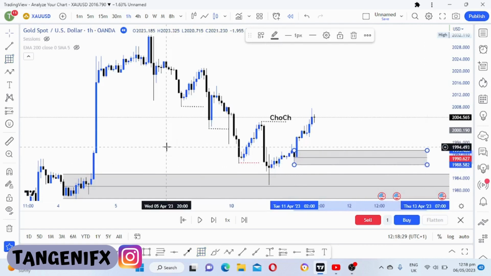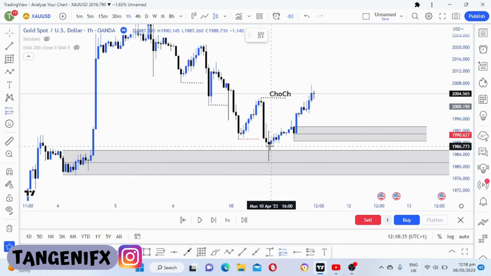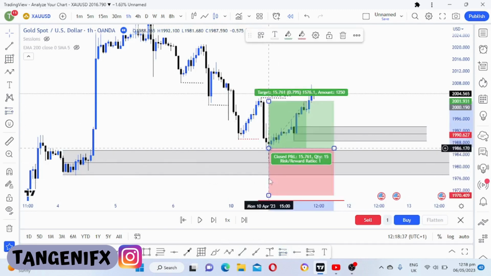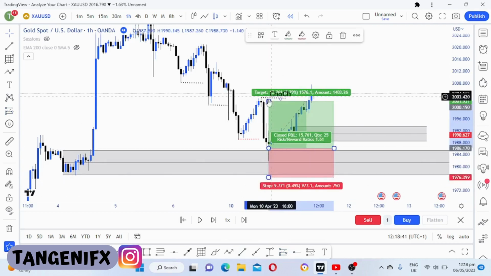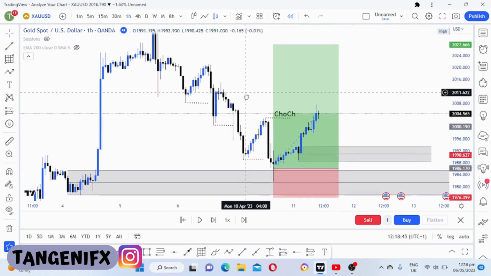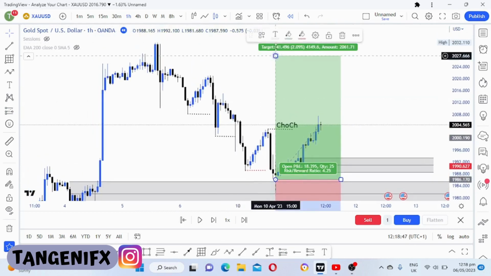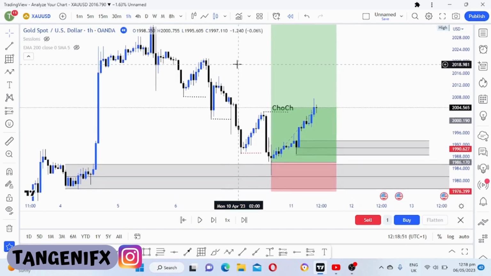So now if I want to enter on H1, I could just enter here aggressively. I can just enter here, put my stop loss here, and target at this high, guys. So this is 1 to 4, almost 1 to 5.